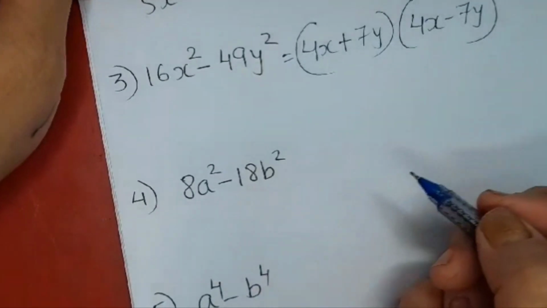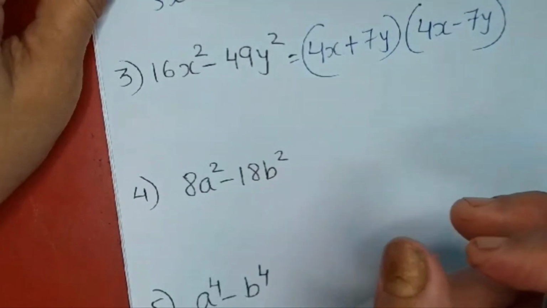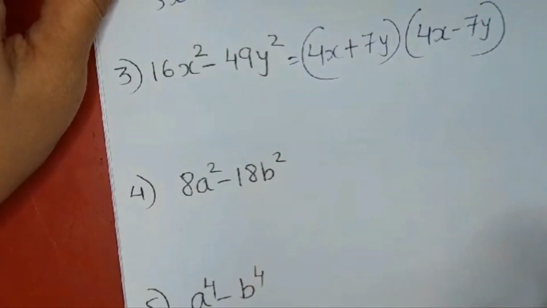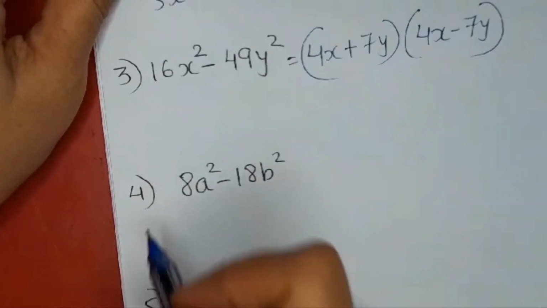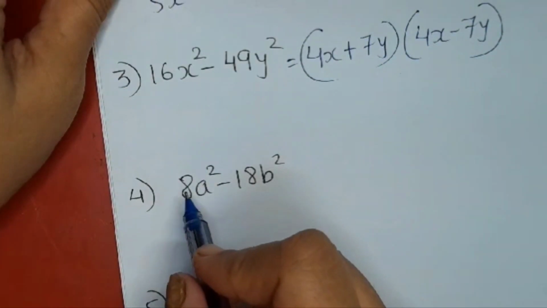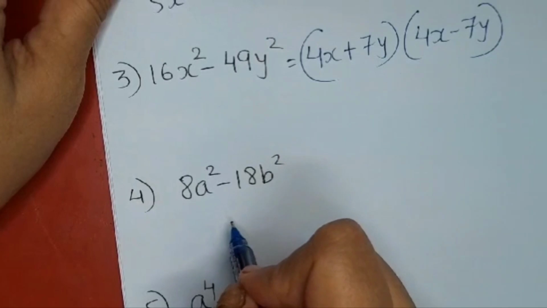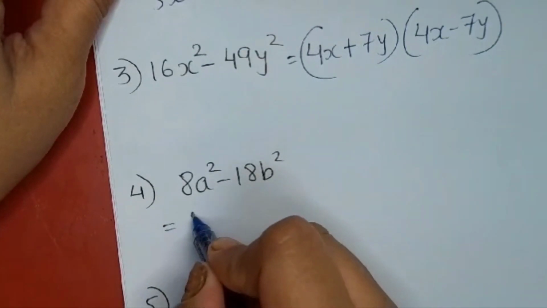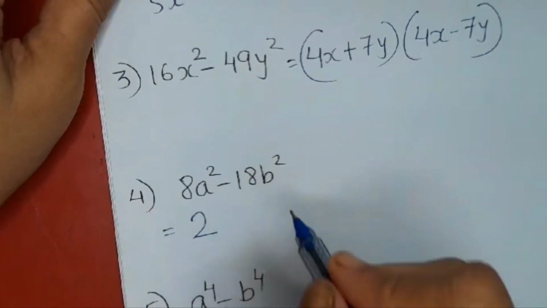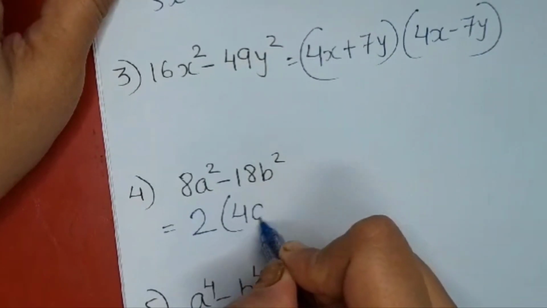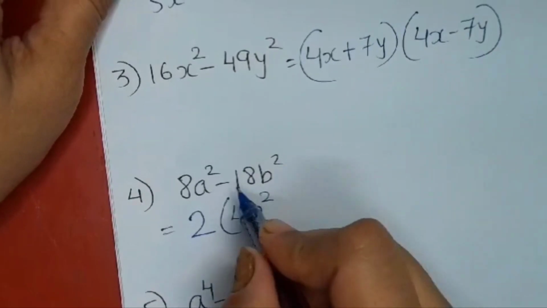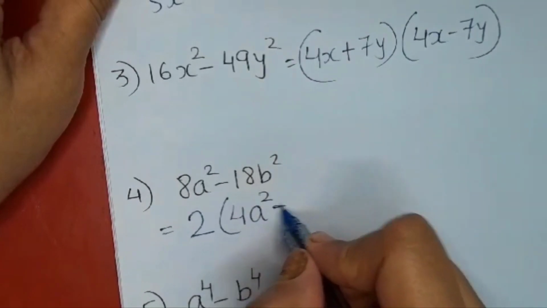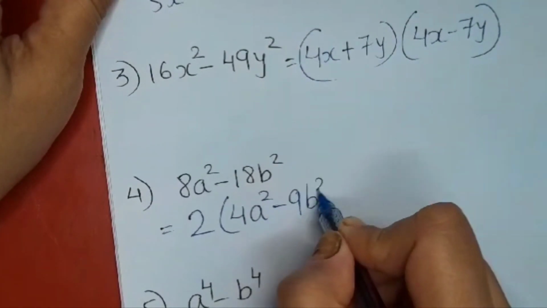Now for the fourth example, we have to first find out the common factor between them. So for 8a square and minus 18b square, we have 2 as a common factor. So we write 2 outside and we are left with 4a square minus, 2 times 9 is 18, so here 9b square.